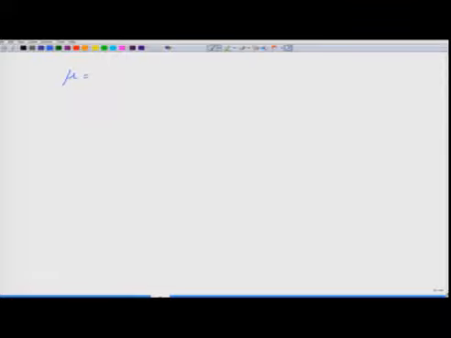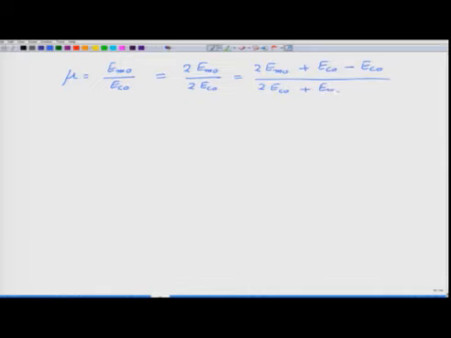So, we know that mu is equal to E m naught divided by E c naught. This is the amplitude of the modulating wave divided by the amplitude of the carrier wave. Now, what we can do is write this whole thing equal to 2 times E m naught divided by 2 times E c naught, and we can also add and subtract the same quantity. Let us say I am adding E c naught and subtracting E c naught from the numerator, and adding E m naught and subtracting E m naught from the denominator.